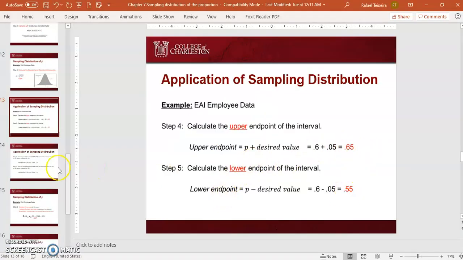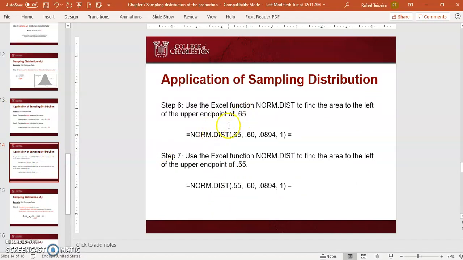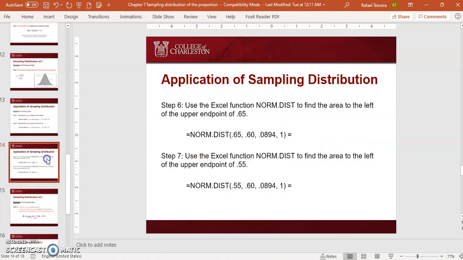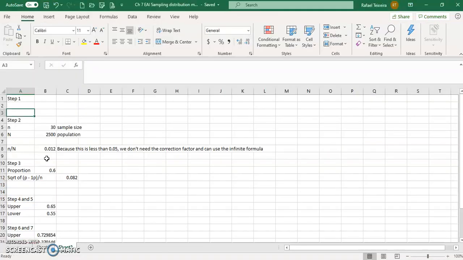Okay, so this is what we did, and then we use the Excel function, the same one we used before, that you learned in the previous chapter, and then you get the areas here, and then we compute the probability. Let's take a look at how to do that in Excel. So this is the same Excel file we have for the sampling distribution of the mean. I included a worksheet here. So step 1, I populated all the cells because it's the same thing. I don't want to spend time populating the cells again. So there's maybe 2 or 3 things that are different that I'm going to highlight.